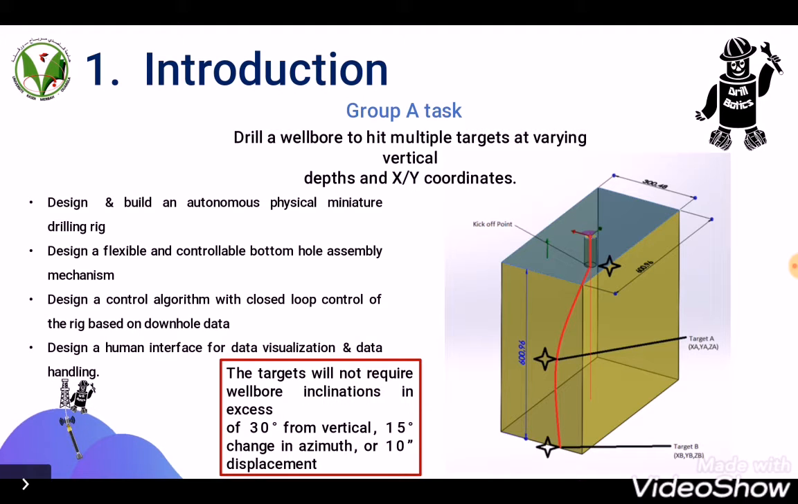According to the guidelines, the targets will not require wellbore inclination in excess of 30 degrees from vertical, 15 degrees change in azimuth, or 10 inches displacement. Here is an example of the rock sample with two targets with different coordinates. After drilling the vertical phase, the device has to hit target A then target B by adjusting the BHA.